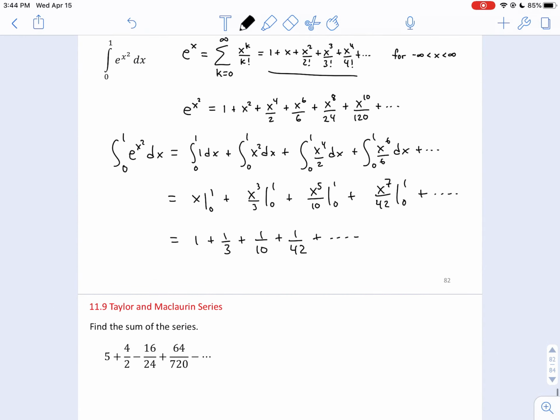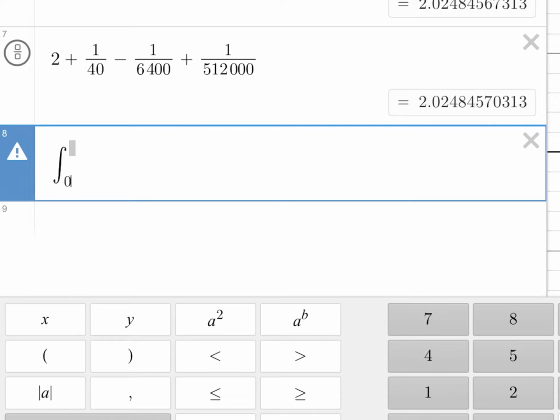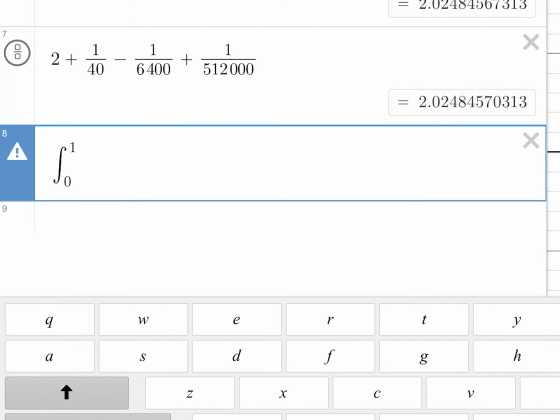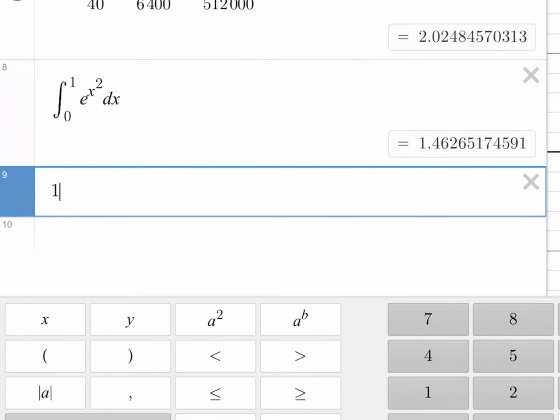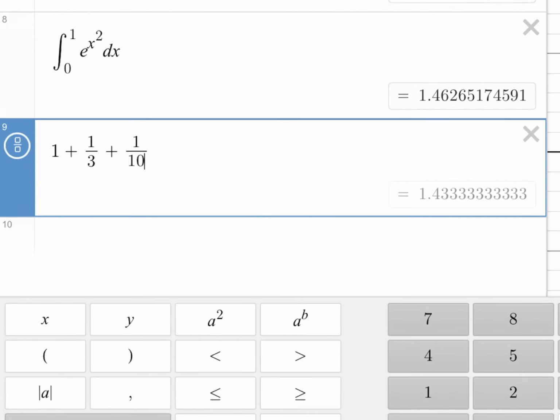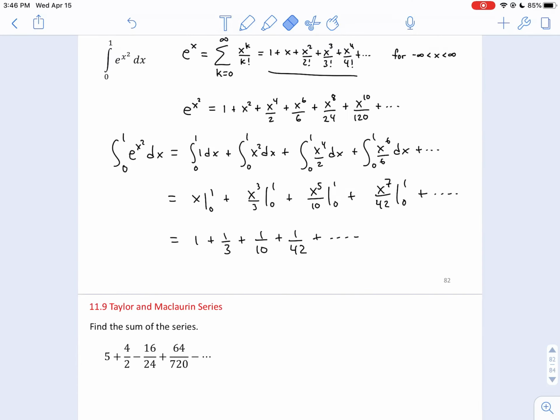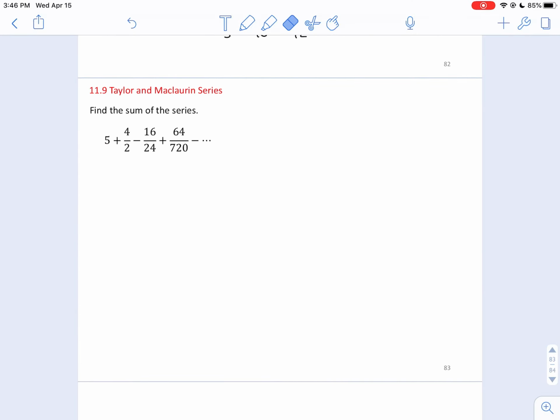All right, let's check this out. An integral from 0 to 1, and our integrand is going to be e raised to the x squared dx. 1 plus a third plus a 10th plus 1 over 42. The next one, if I remember right, was 1 over 216. And notice that as I do more of these fractions, we just have to integrate as many of them as I need to get within a certain tolerance of acceptable error. But notice we are getting closer and closer to the actual integral. Pretty cool, right?